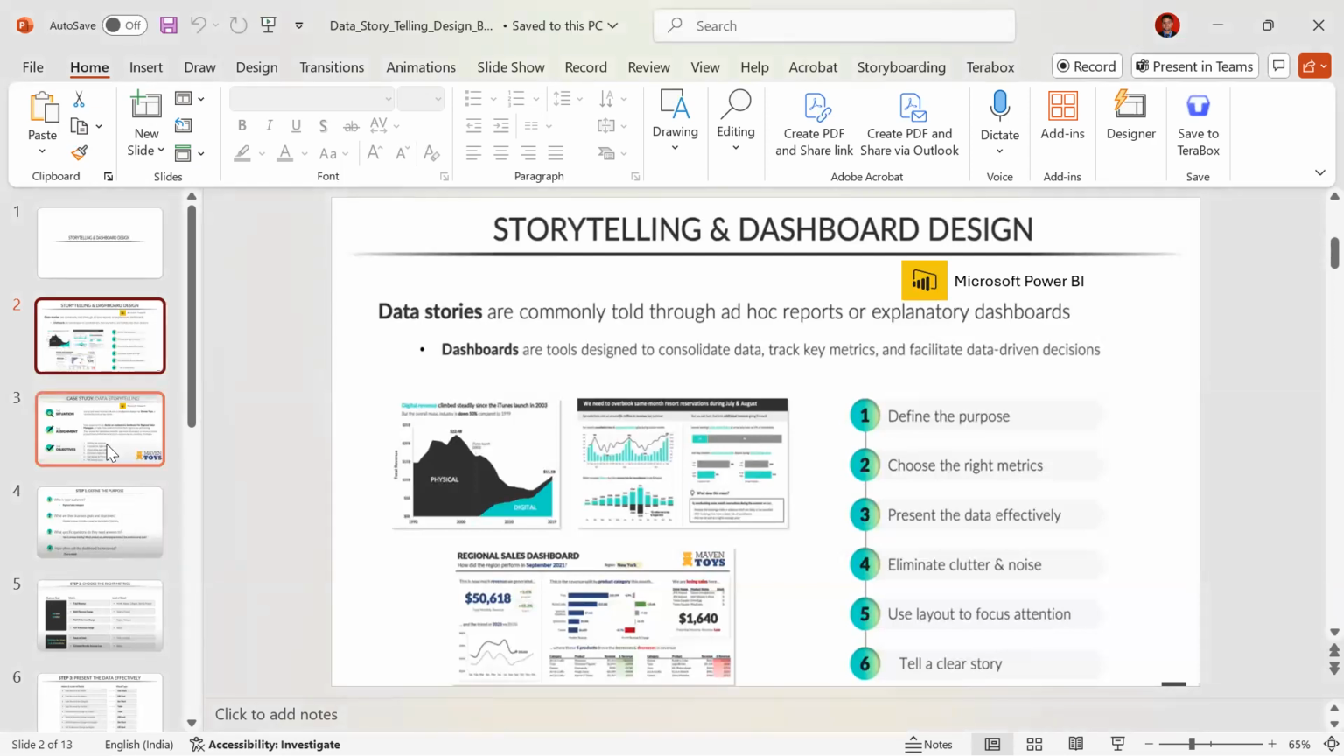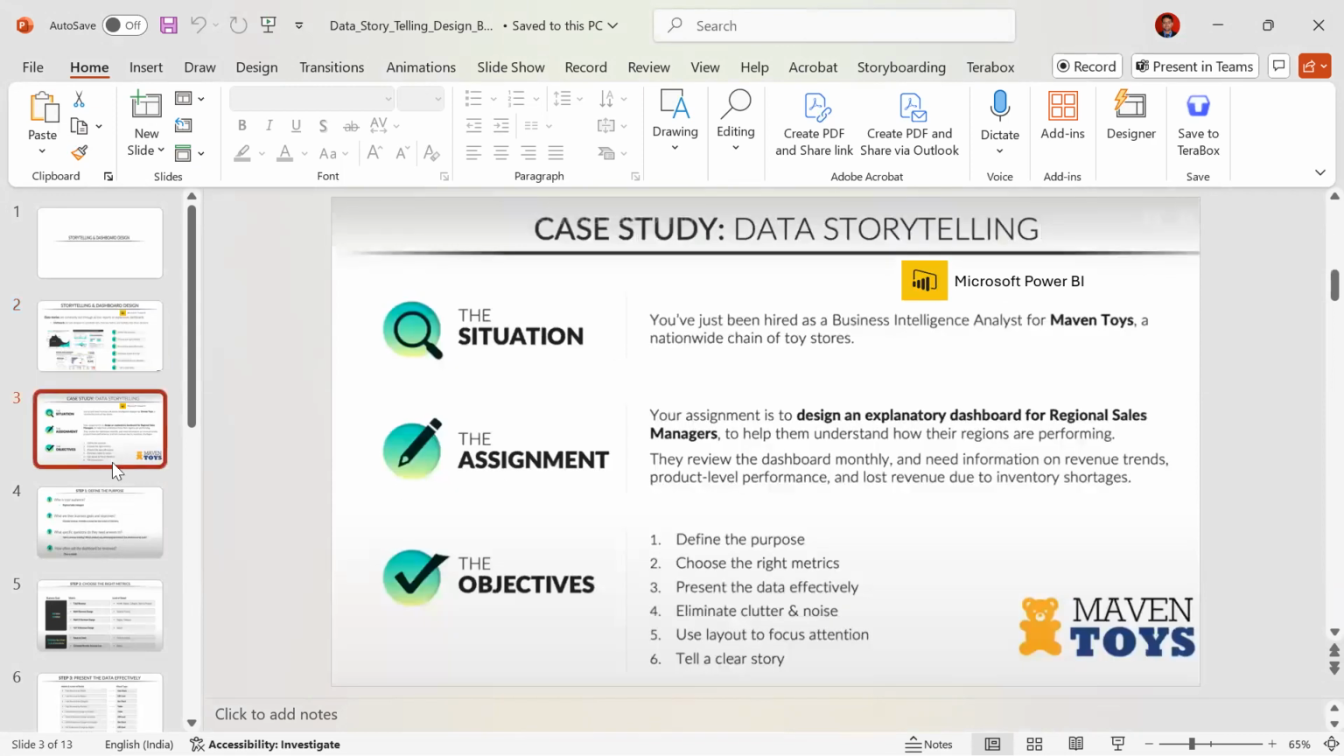a toys company, and their requirement is they want a dashboard which will help them perform a monthly review, which provides some insights about the revenue trends. Assume that. And also they want to monitor product level performance, and lost revenue due to inventory shortage or out of stock. So what is meant by inventory shortage? Out of stock only, right?